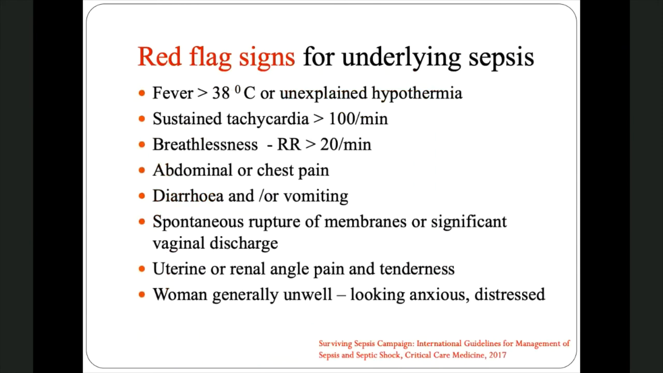So these are certain red flag signs for underlying sepsis: fever, tachycardia or tachypnea, abdominal or chest pain, diarrhea, vomiting, spontaneous rupture of membrane, significant vaginal discharge, uterine or renal angle tenderness for pyelonephritis. And look is also again very important.